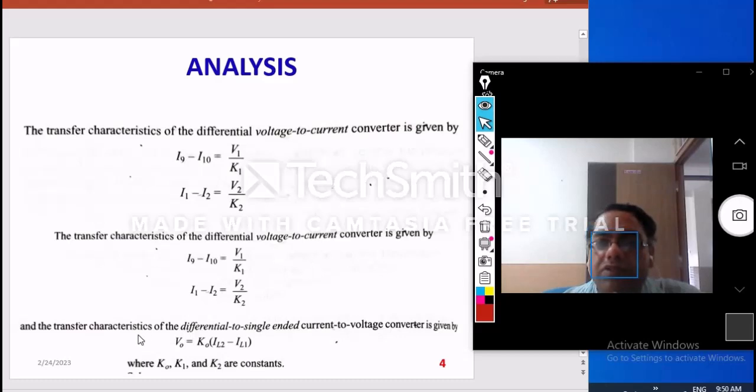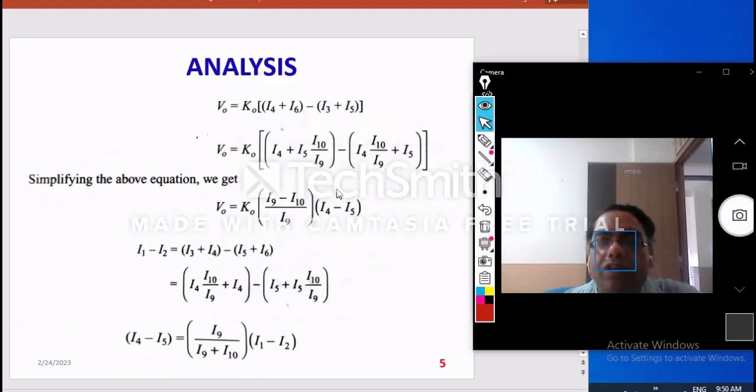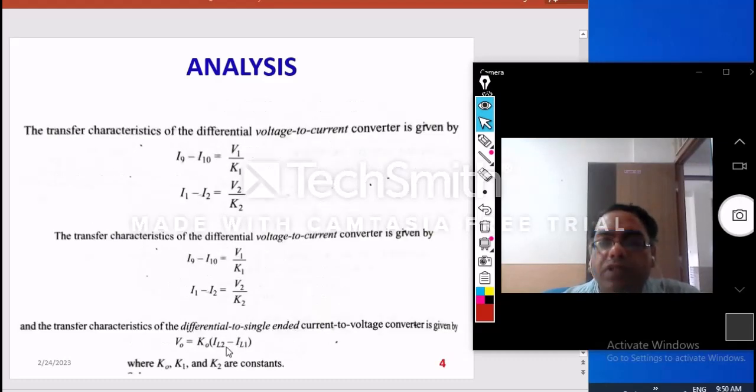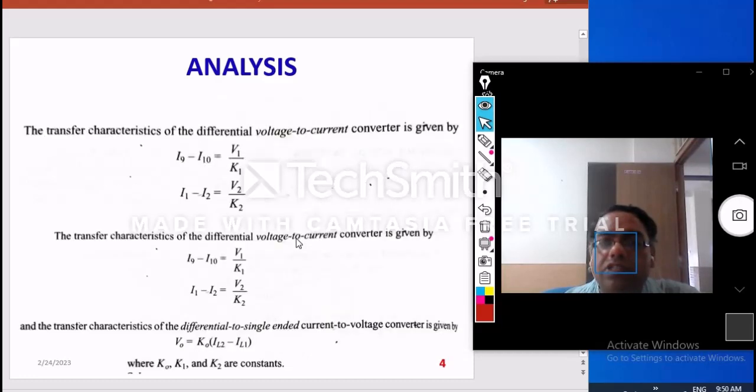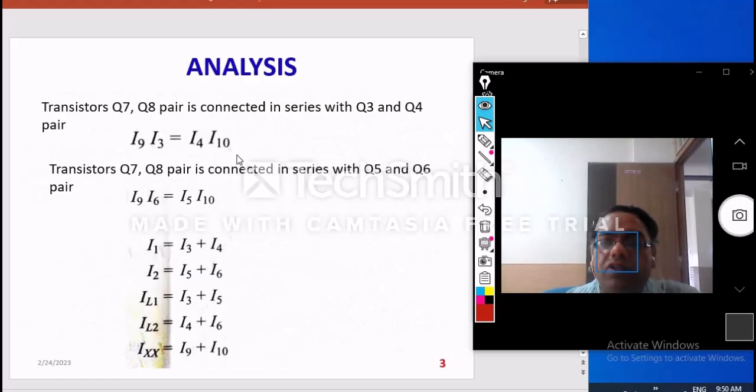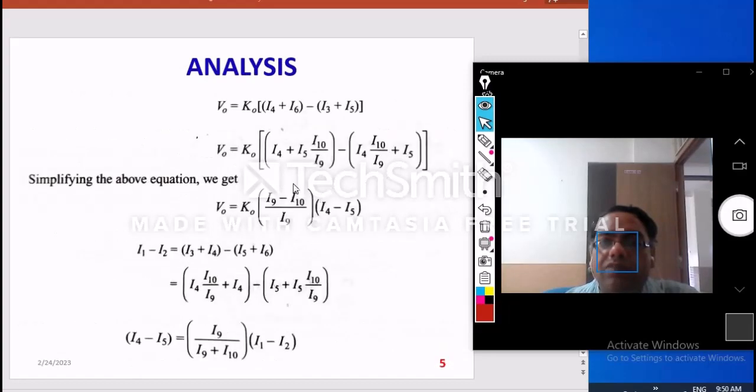And the transfer characteristic of the differential to single-ended current to voltage converter can be written in this form: V0 equals K0 times (IL2 minus IL1). Now see here IL2 minus IL1 is there, so IL2 we can write as I4 plus I6. So like this we can break into individual currents, and from these relations we can convert this further.